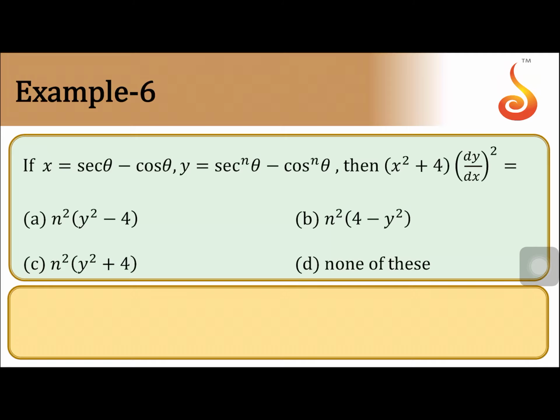When we do this, x is equal to secant theta minus cos theta, and y is equal to secant to the power n theta minus cos to the power n theta. This is the problem given to us. Now, dx by d theta: you get it as secant theta into tan theta plus sin theta.